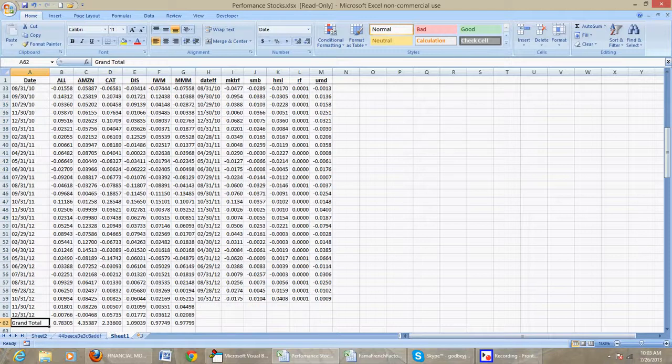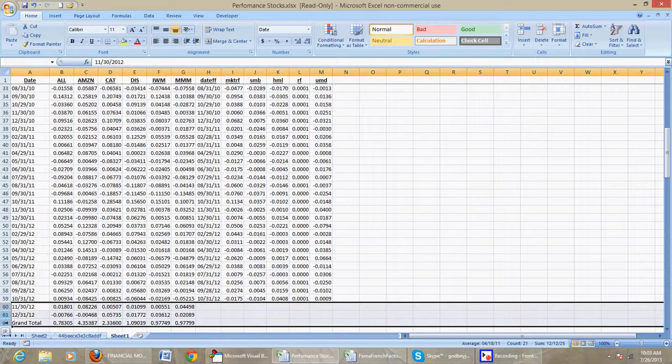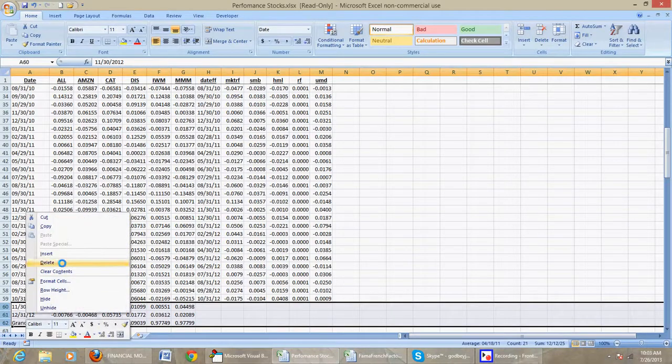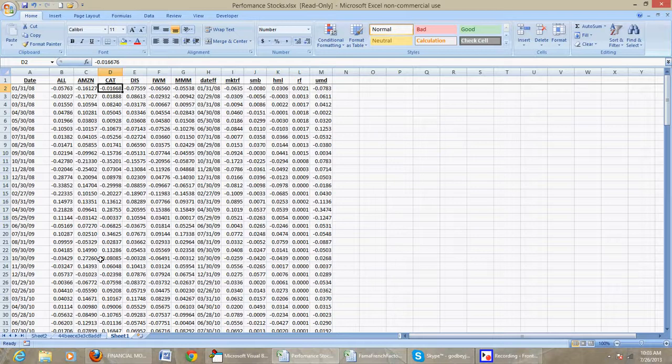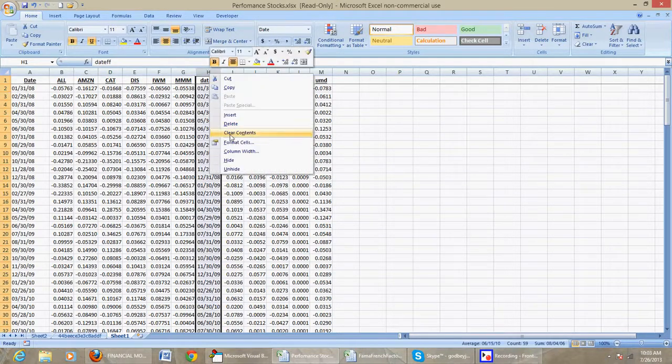Let's go down to the bottom, and I don't have data from Fama French for November and December. I just got to get rid of that. If I don't have the data, I can't do any tests with it. Okay, so back to the top here. Freeze that top row so you can see what's going on. Now I don't need this date column anymore.